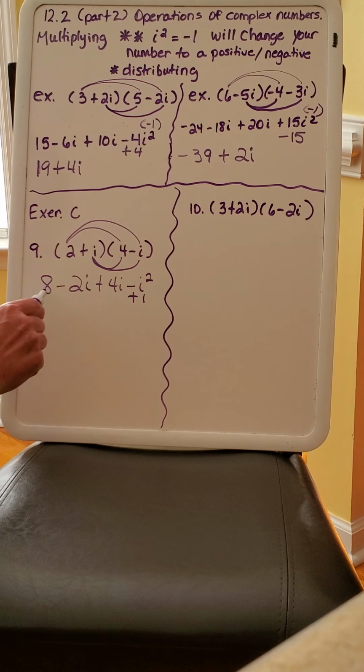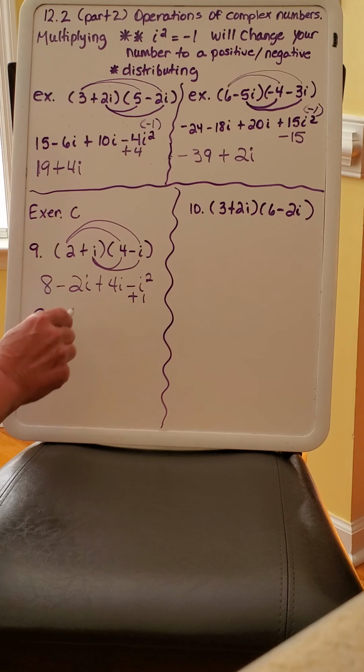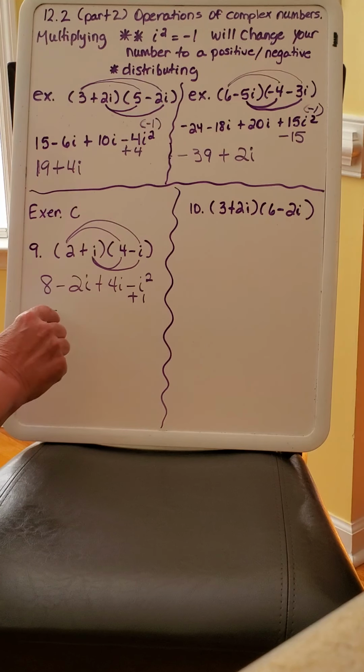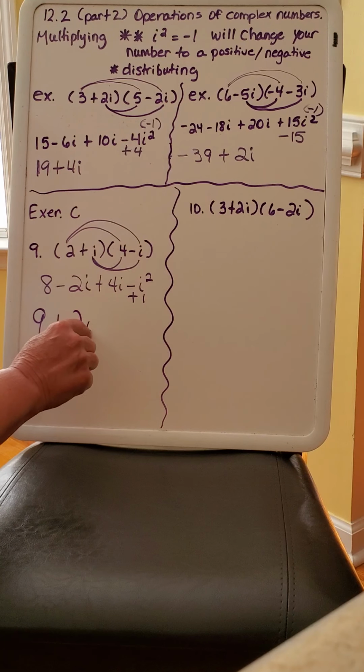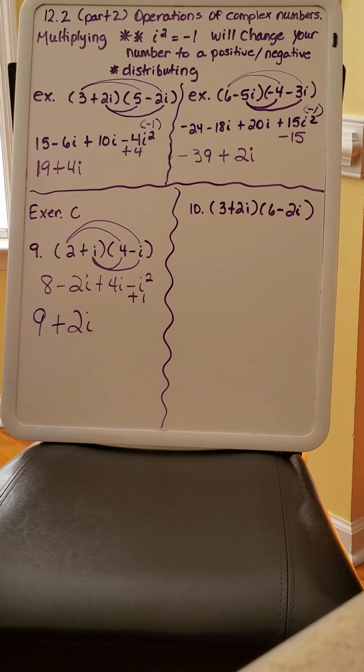Then I can combine 8 plus 1, 9, negative 2 plus 4, 2i. There's my complex number, 9 plus 2i. Keep up with your signs, they make a difference. Okay, your answer is going to be wrong if you don't keep up with your positives and your negatives, okay?